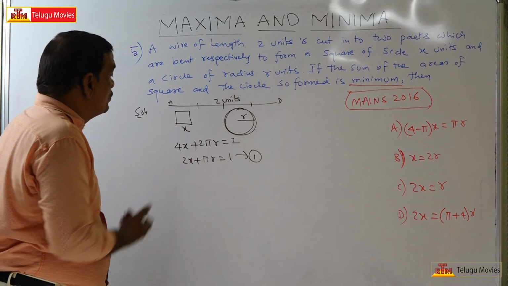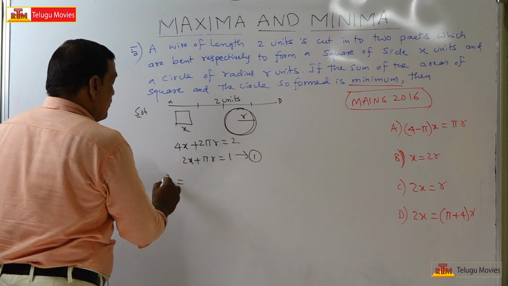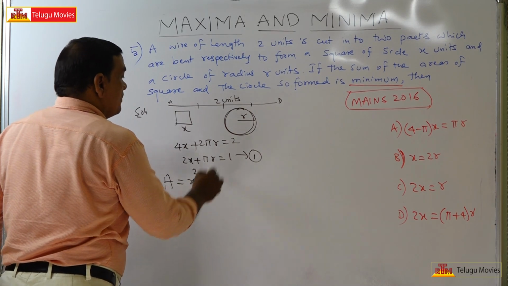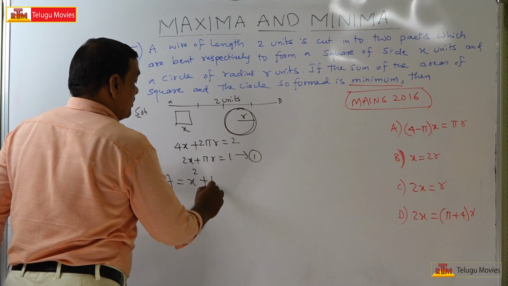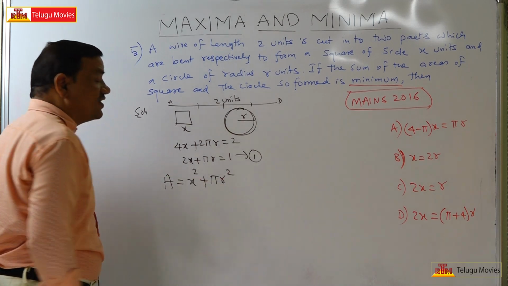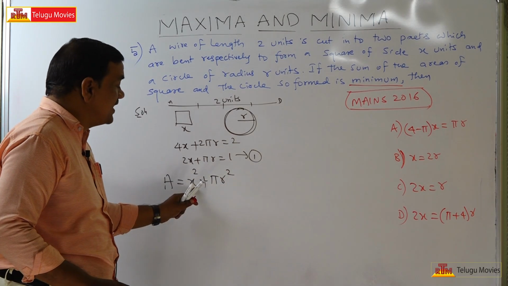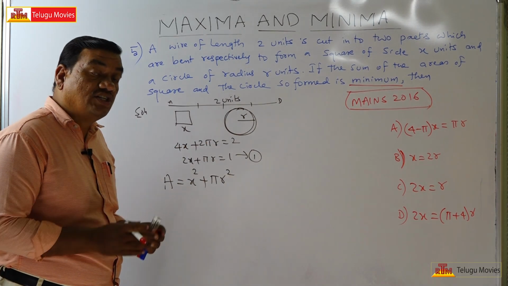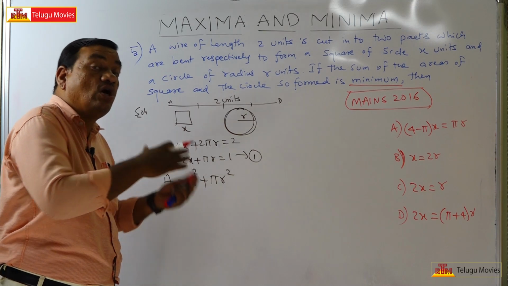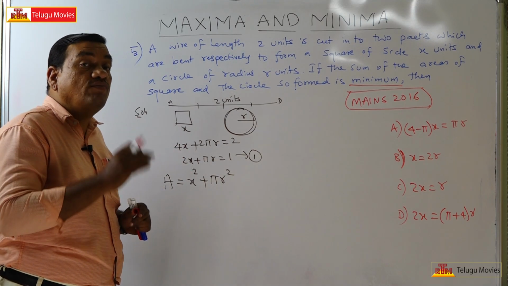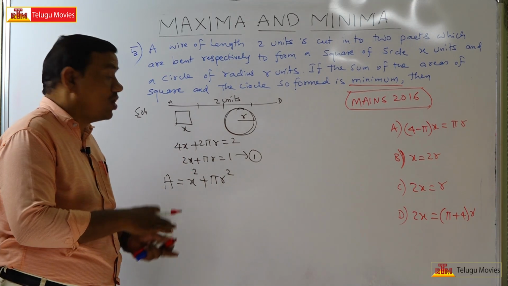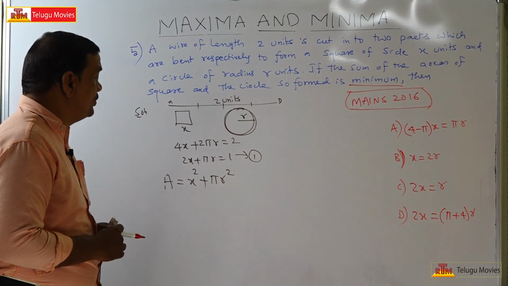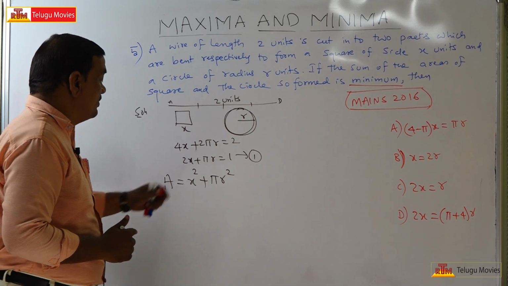So what is the sum of these 2 areas? The area of the square is x square. The area of the circle is pi r square. So this is our function. Here x is a variable, r is also a variable. But the function which is to be maximized or minimized should be in one single variable, either x or r. Let us convert it into r.